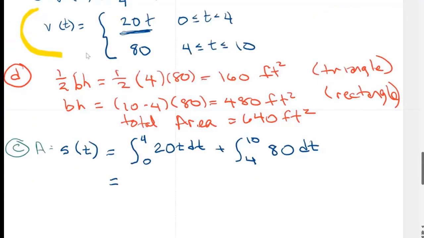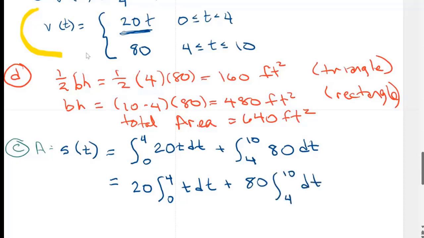Again, the power rule. We're going to use two rules. First, I'm going to take the constant outside of the integral just to help a little bit here. And this is 80 times the integral of 4 to 10 dt. And then we have 20 times the integral of t to the first power, which is t squared over 2. And I'm going to evaluate that between 0 and 4.